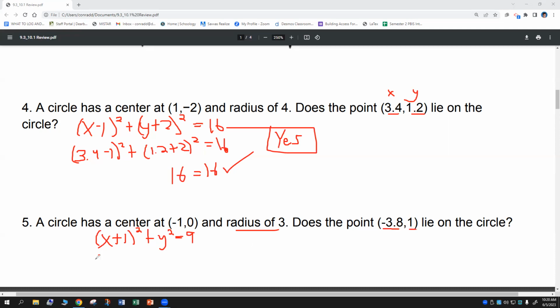We're going to substitute in this point here. So we're going to do (-3.8 + 1)² plus 1² equals 9. And when I put that in my calculator, I get 8.84 equals 9. Okay, and that's not true. So we're going to say, no, this point does not lie on the circle. It's going to be inside of the circle. If it was bigger than 9, then it would be outside of the circle.